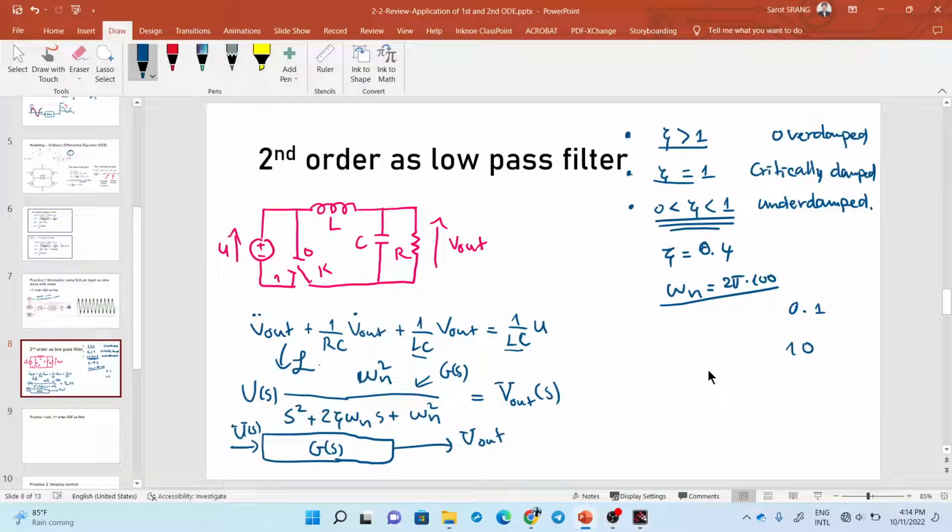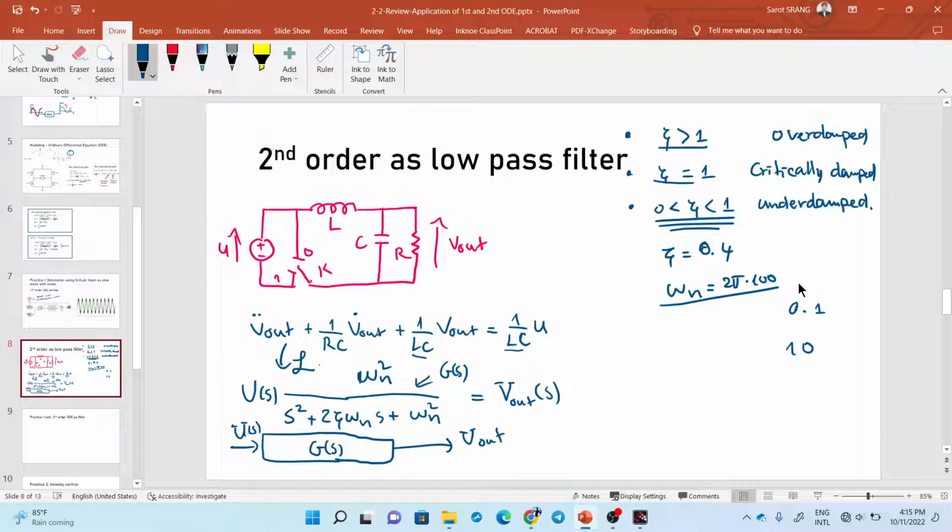So next we are going to discuss the second order system as a low pass filter as well. We're going to build a second order system and simulate with different inputs just like before. Here is the transfer function for a second order system, and we write it in terms of zeta and omega n like this.